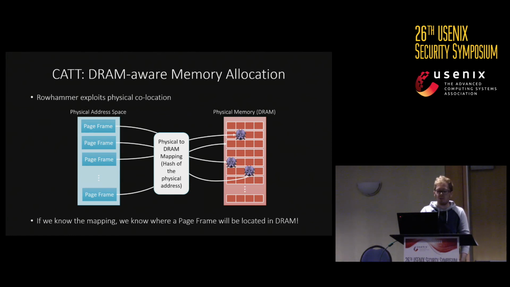So the important point here is that if we know this DRAM mapping, we can actually tell where a certain page will be located physically in the DRAM. And while these mapping functions may not always be publicly documented, there are existing methodologies and tools to reverse this mapping function. And for the most prevalent architectures, the mapping has been reversed previously.